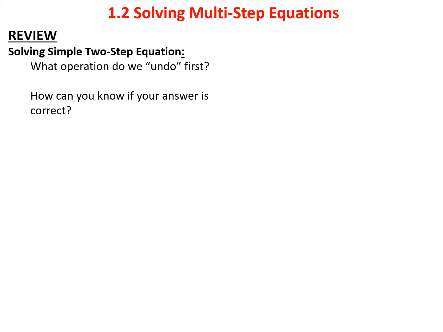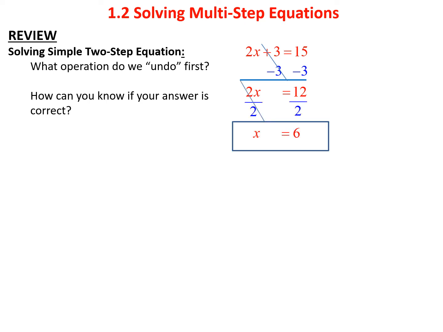So let's do a quick review of what we learned yesterday and what we're learning today. First, we started off by learning about two-step equations. What operation do we do first? Typically, we undo whatever is added or subtracted from the variable. So in this case, it's plus 3, so we undo it by subtracting 3. Then we undo, in this case, the multiplication. The opposite of multiplication is division, so we divide by 2, and we get our answer. We can always check an answer. Remember, with any of these problems, you can plug your answer back into the original equation and see if you got it right. 2 times 6 is 12, plus 3 is 15, so we know we did it right.